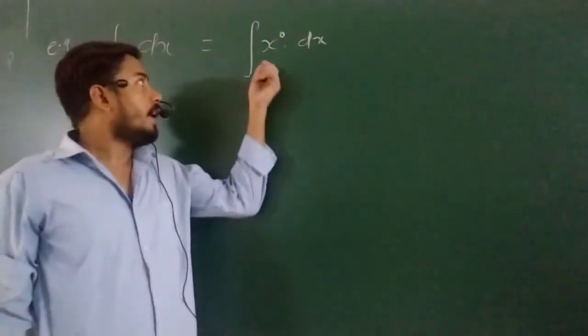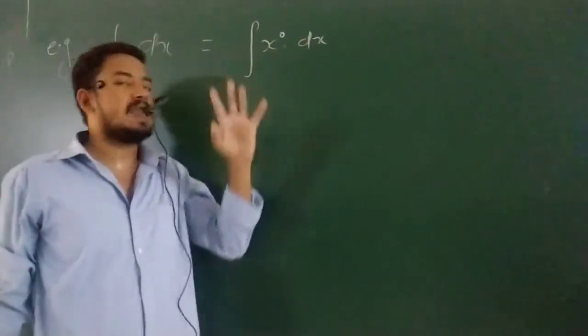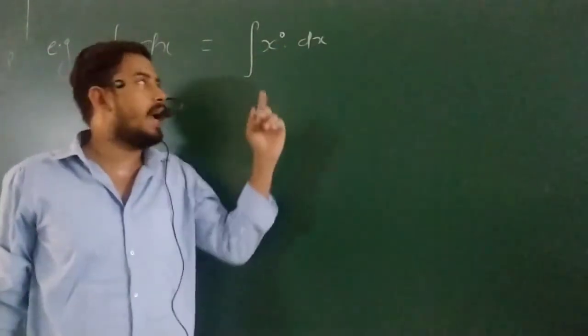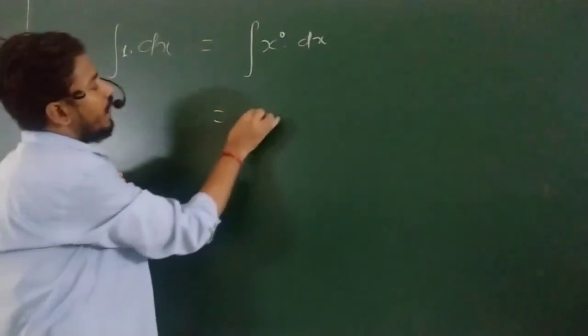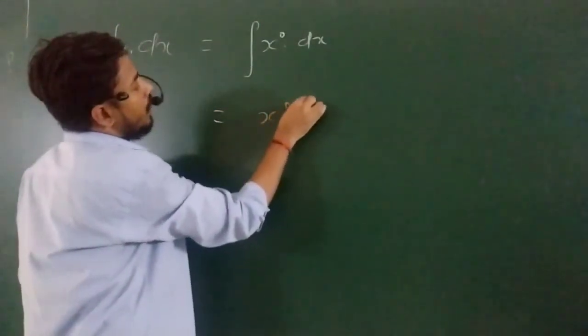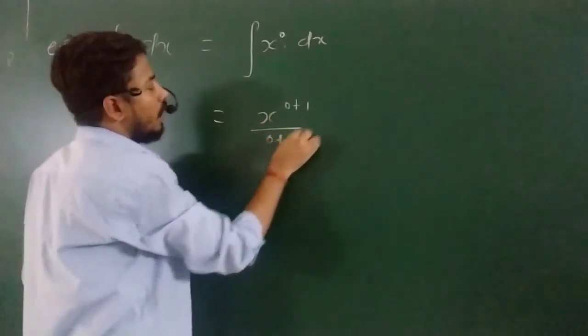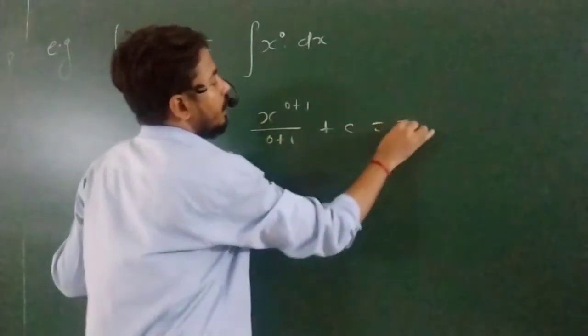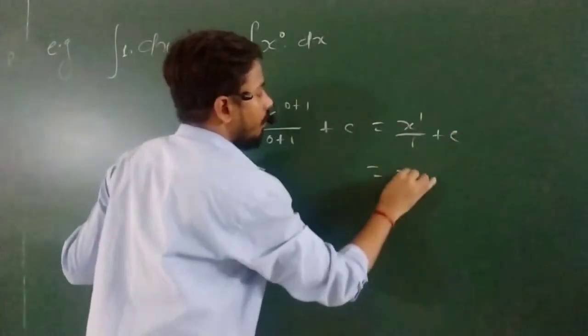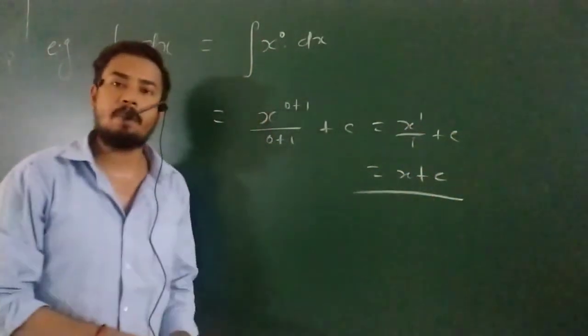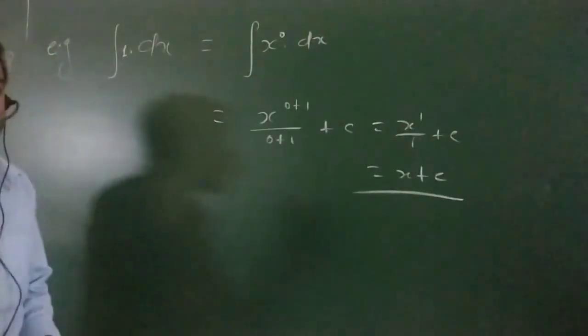So here we got the formula x power n into dx. What is the value of n? The n value is 0. So the result should be x power 0 plus 1 divided by 0 plus 1, plus c. So this becomes x power 1 by 1 plus c. So this becomes x plus c. Getting my point? This becomes x plus c.